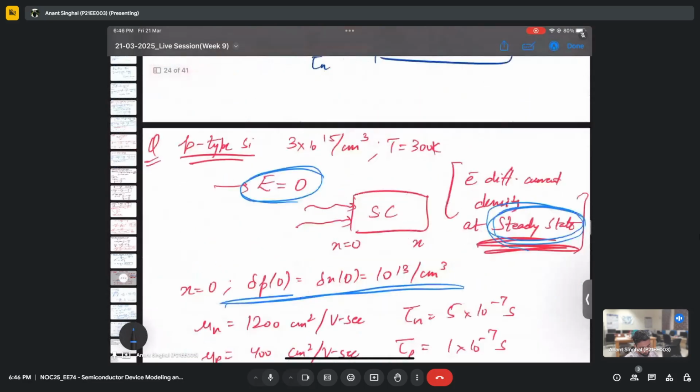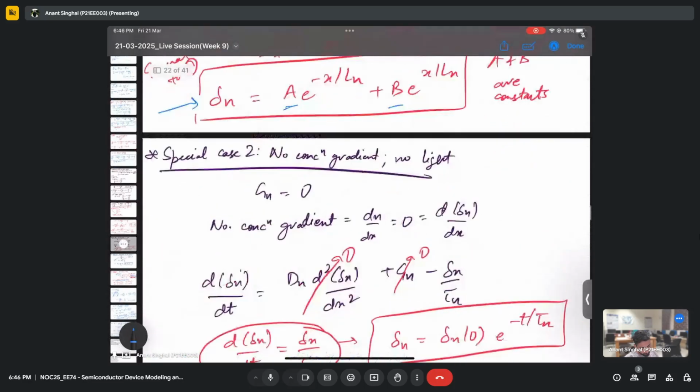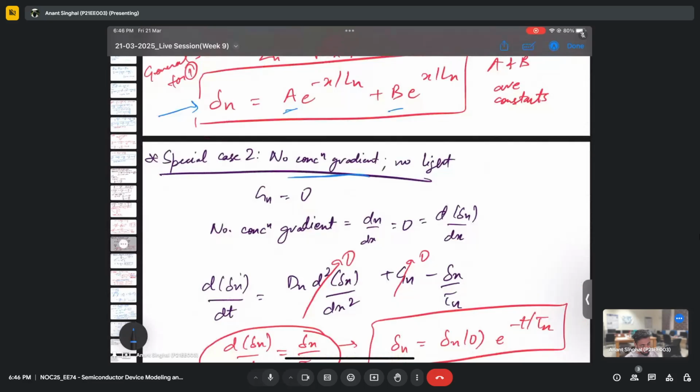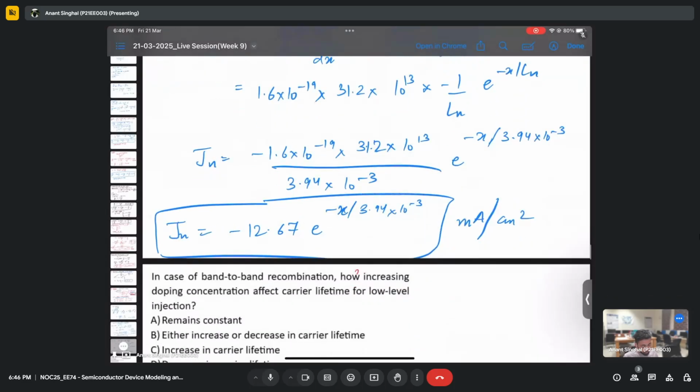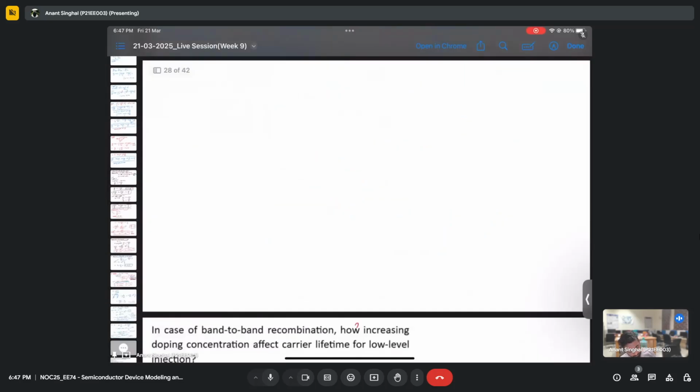Now in special case 2 we had no concentration gradient and no light. So let's try to do one of the numericals for this. After doing this, the last case I'll maybe skip because that is very straightforward, or we can maybe do the third case. So let's see what the numerical looks like, and accordingly we need to check which case that is.